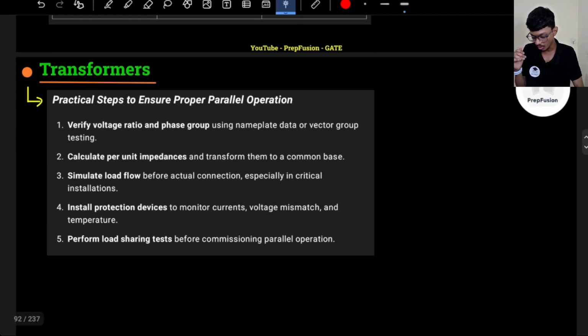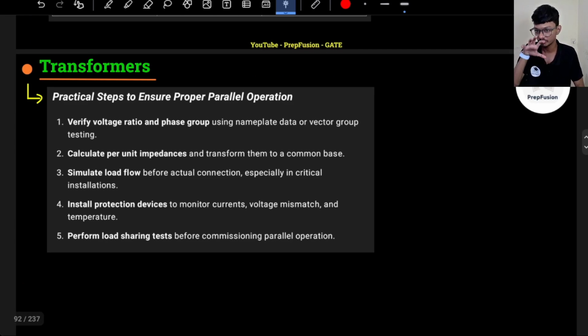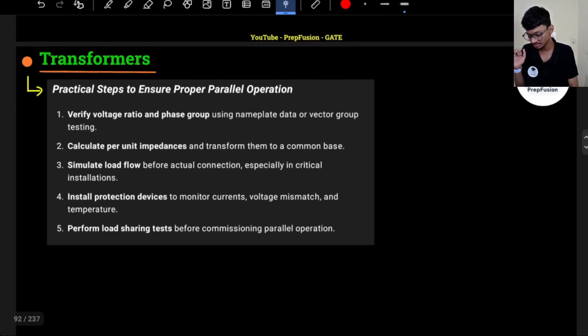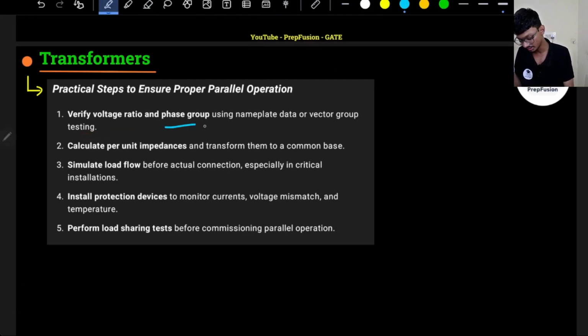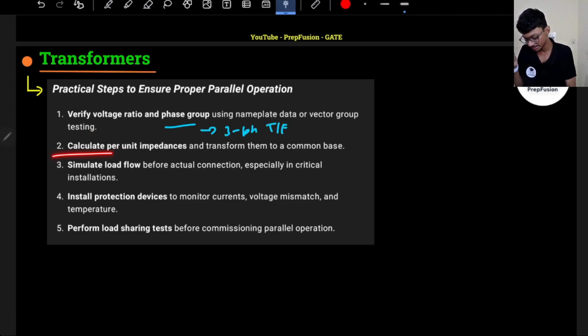What are the steps someone needs to verify for proper parallel operation? This can also be asked in an interview. First, we have to verify the voltage ratio and phase group. Phase group is for three-phase transformers, which we will discuss in the next lecture; you can ignore this for now. Then we have to calculate the per unit impedance and see if they are the same or not, depending on the base. Then there are simulations. Then we have to install protection devices and perform the load sharing test. These are the practical steps to ensure proper parallel operation.